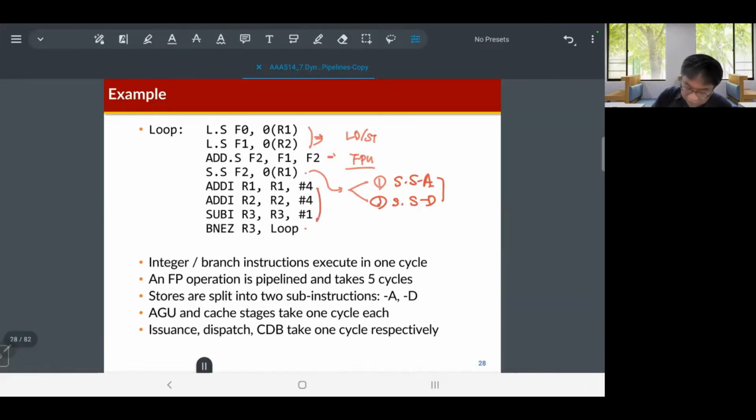So a store instruction is split into two different instructions. And then these are integer instructions. And this is the conditional branch instruction. Also, the conditional branch instruction is executed by the integer unit. Okay. Then let's see how these instructions are executed in the Tomasulo algorithm.